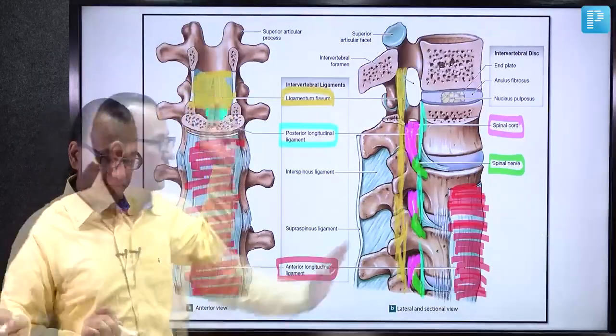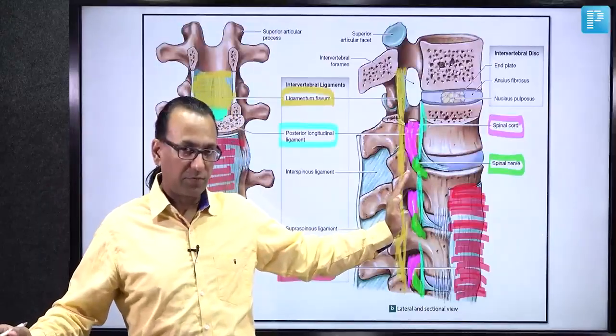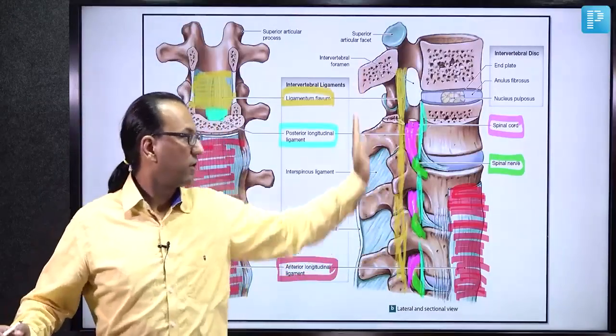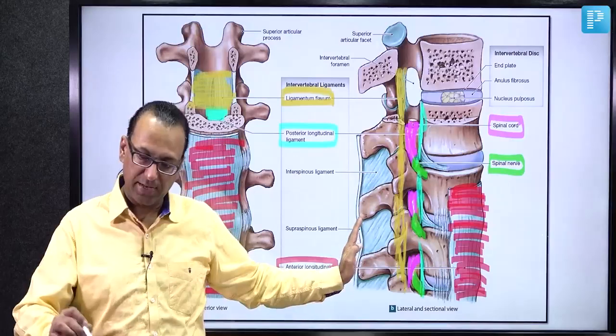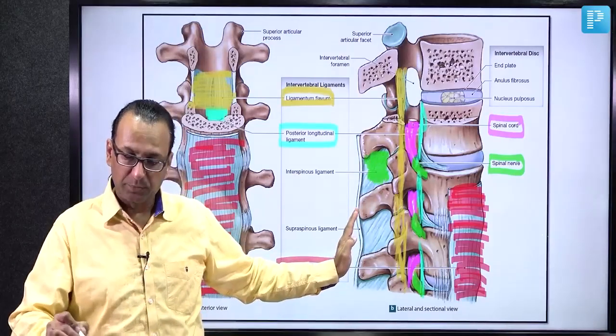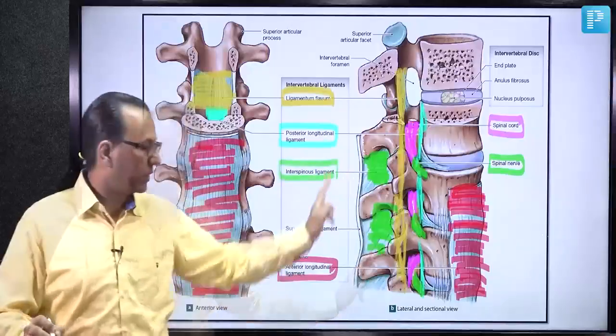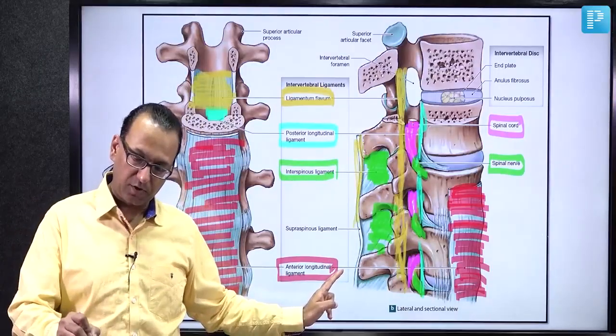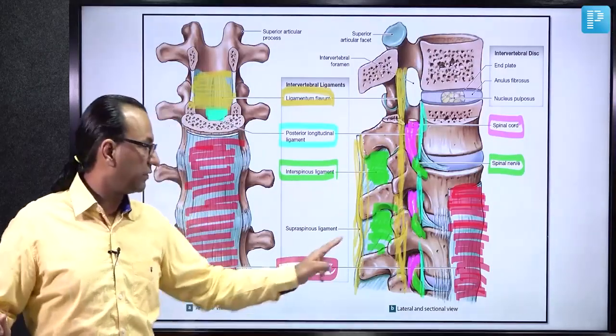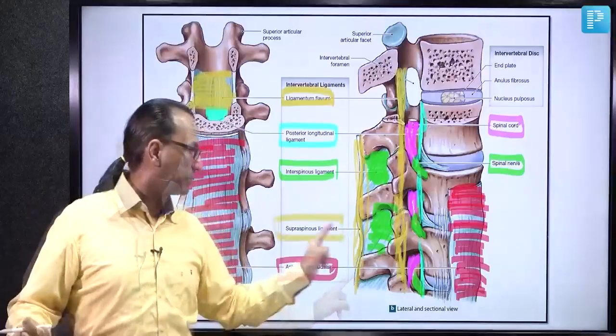Then you will notice that behind the ligamentum flavum, you have the spinous processes of the vertebrae having some ligaments, like there is a ligament between the spines. So you will say it is the interspinous ligament. And there is one ligament which is above the spines of the vertebrae connecting the spines with each other, that is called the supraspinous ligament.